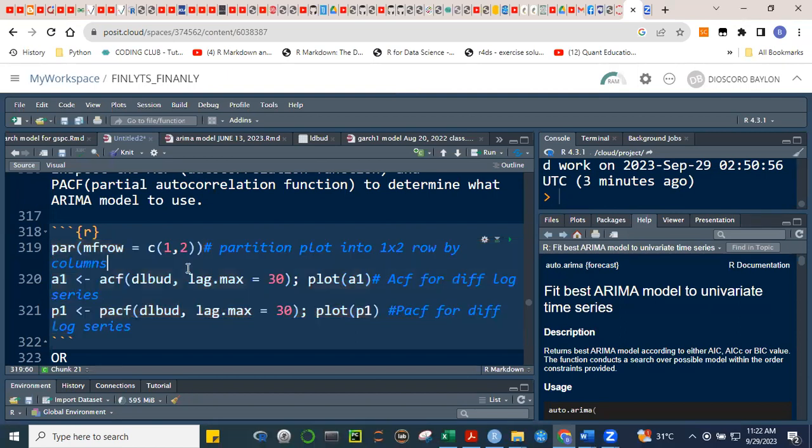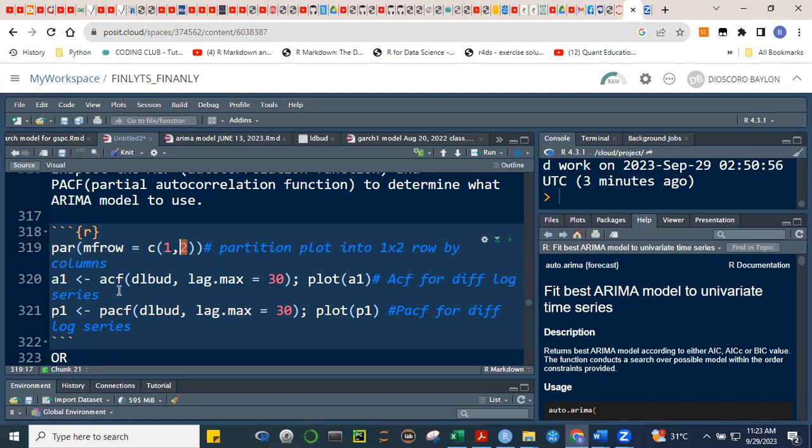All right, so what are we doing here? This function is partition. Partition our matrix containing one row and two columns. If you want to plot and you want the appearance to be one row and two columns, you use this: par(mfrow = c(1, 2)). The first number refers to your rows, and the second number refers to your columns. So 1 by 2, rows by columns.